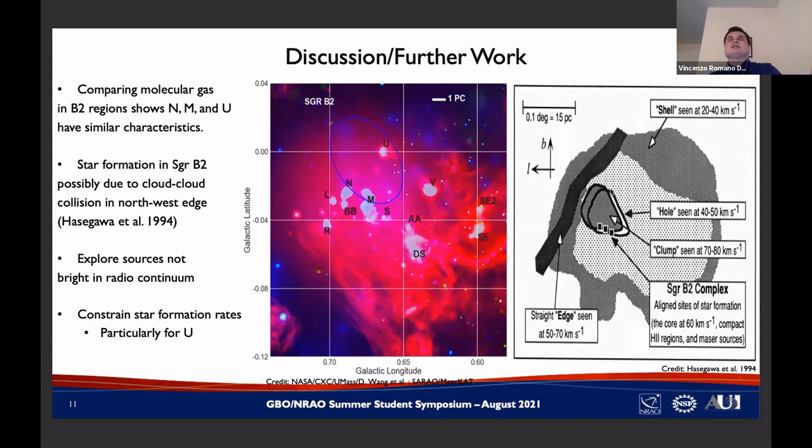Because of the cloud-cloud collision from this model that ignites the star formation in the entire cloud, it would make sense that since U is very much a part of this collision, U would be, along with North and Main, a highly active star-forming region.